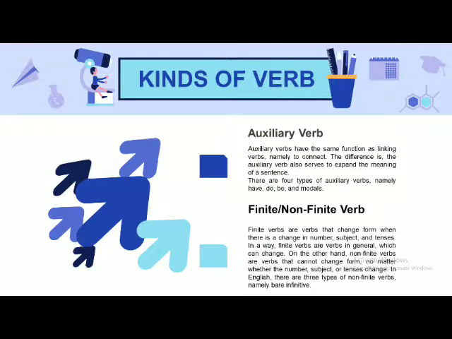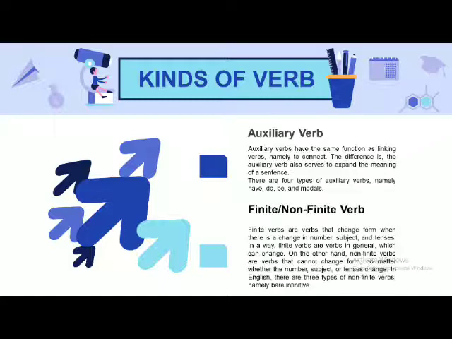The fifth is auxiliary verb. Auxiliary verbs have the same function as linking verb, namely to connect. The difference is the auxiliary verb also serves to expand the meaning of a sentence. There are four types of auxiliary verb, namely have, do, be, and modals.